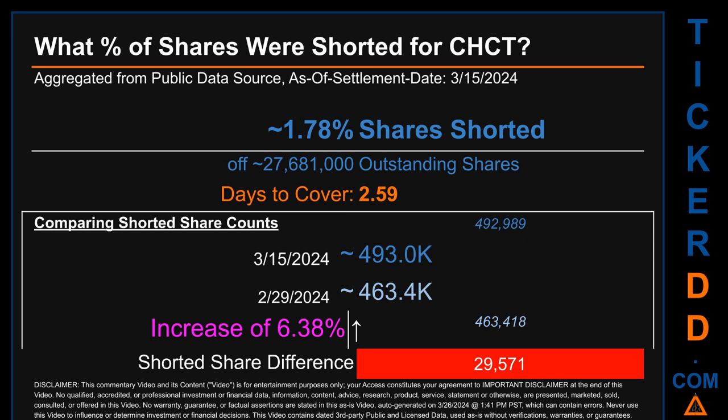When I compare the current 2-week period data snapshot against the previous period, ending in settlement date, February 29, 2024, I find that the current snapshot had roughly 29.6 thousand more shares shorted. This means that, compared to the previous snapshot, the current snapshot has an increase of 6.38% of shorted shares.